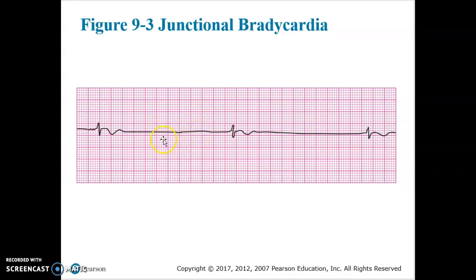The baseline looks a little jittery here, so we may have a little bit of somatic tremor there. But the PR interval here is not applicable. The QRS interval is 0.12. It is wider than normal. This is a little bit wider than normal. So we have junctional bradycardia with a wide QRS. And we know it's junctional bradycardia because we're following our criteria and we're looking at that heart rate. It fits the criteria of junctional bradycardia.